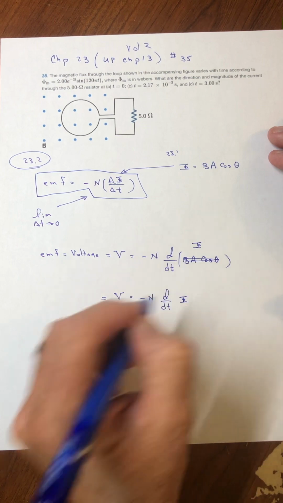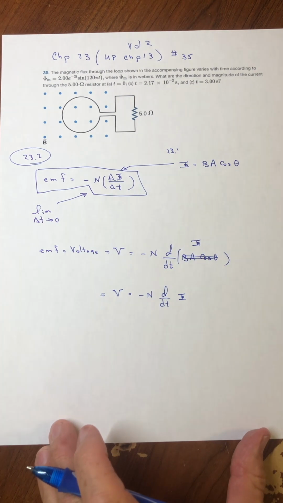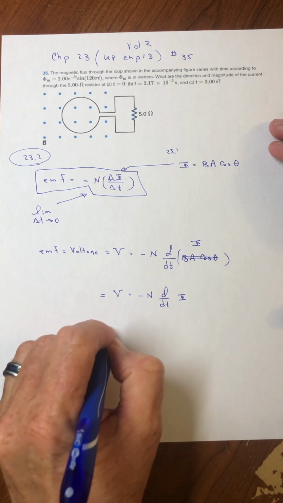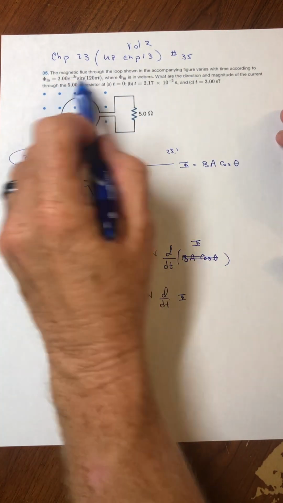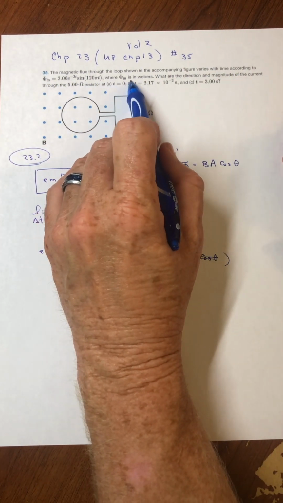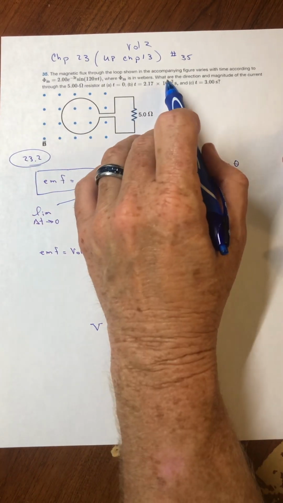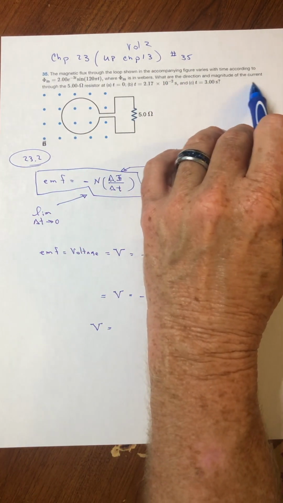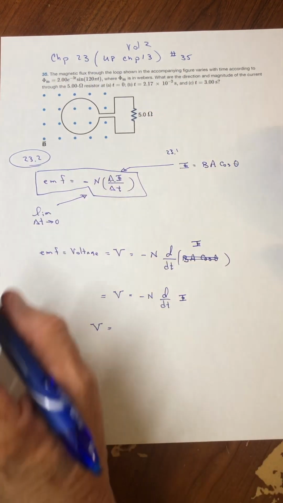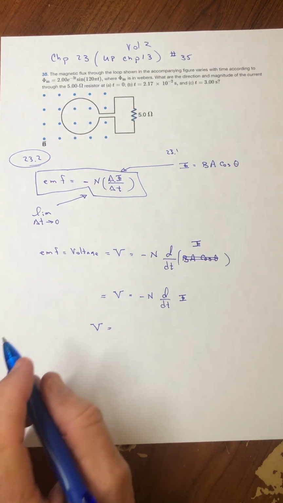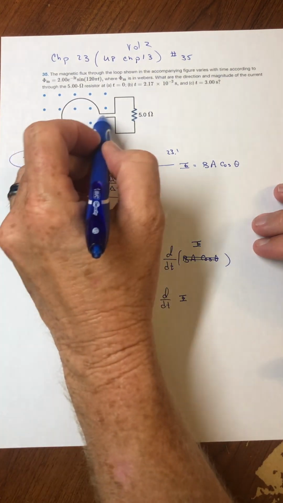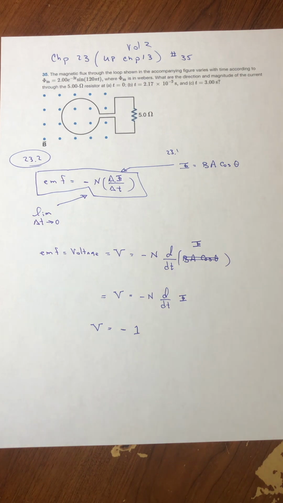It would be the derivative of the flux. And of course, in the problem they just gave me how it varies, where phi sub m is in Webers. What is the direction and the magnitude of the current in the 5 ohm resistor at these different moments in time? Now, I should also point out that in the picture, although they don't explicitly say it, it looks like they've got one loop.